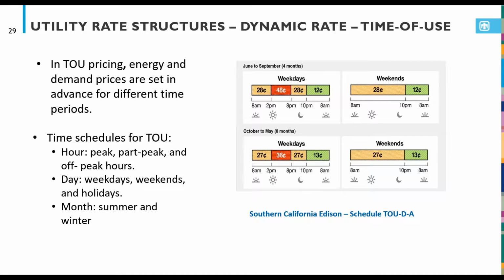This picture shows an example of a time of use schedule from Southern California Edison, in which the off-peak hours are from 10 p.m. to 8 a.m. every day. The peak hours are from 2 p.m. to 8 p.m. every weekday, and all other hours are specified as part peak hours. You can see that the energy price varies during the day, and there are different price settings for weekends and weekdays, for summer months and winter months.